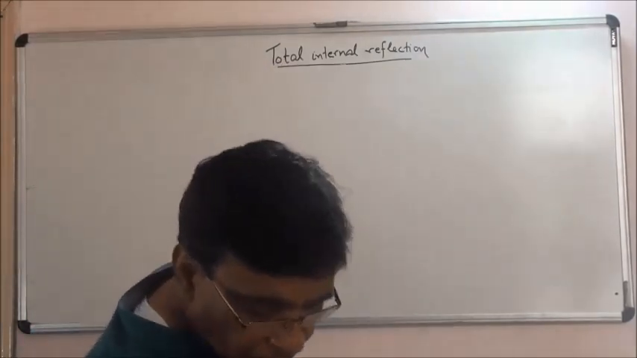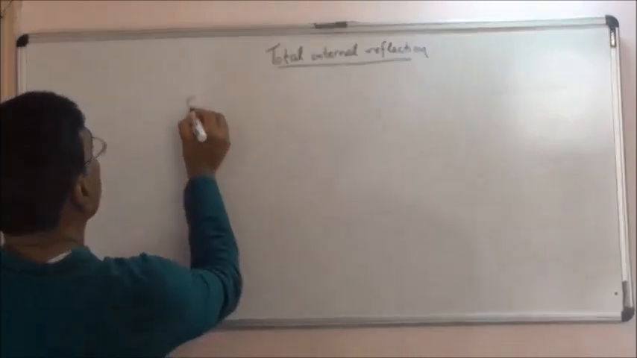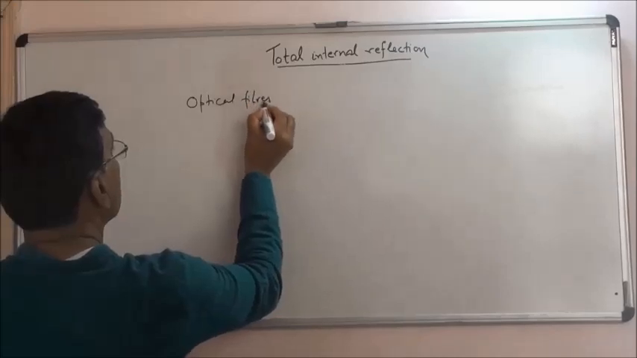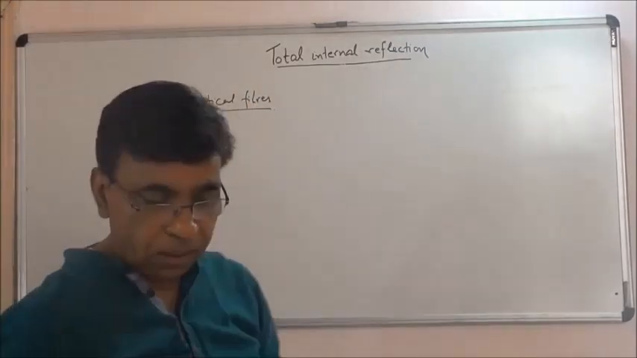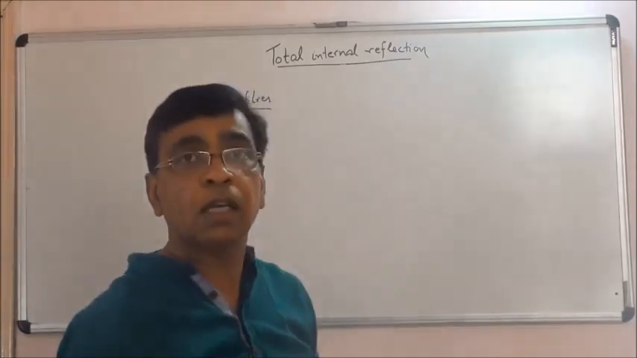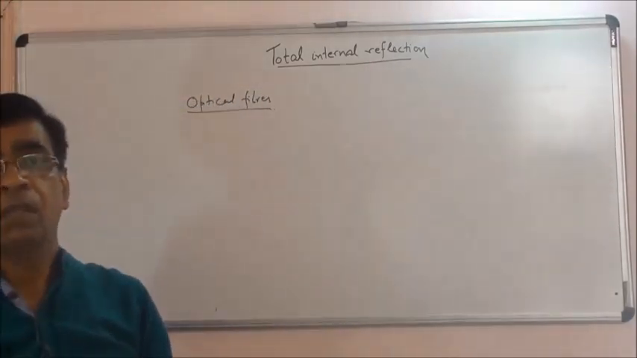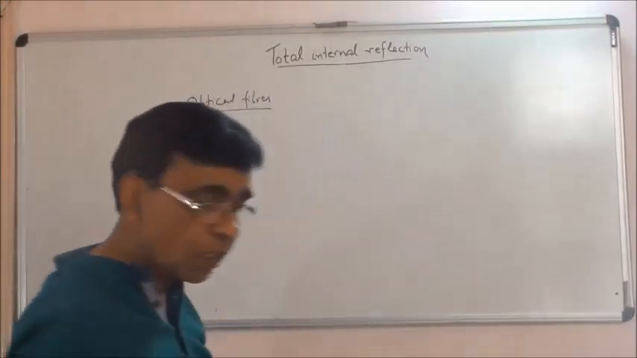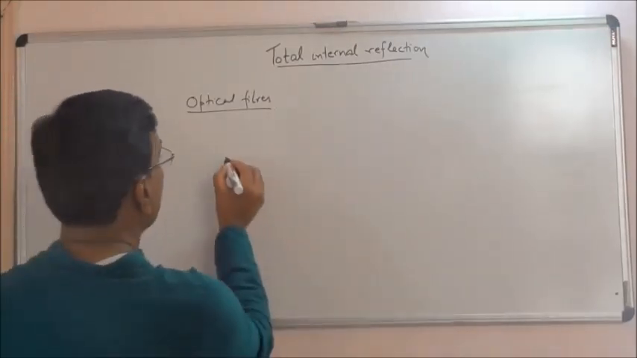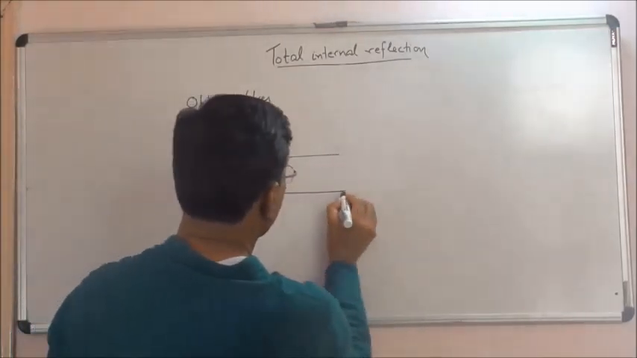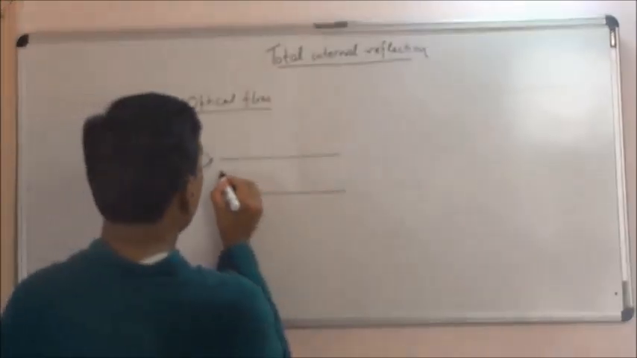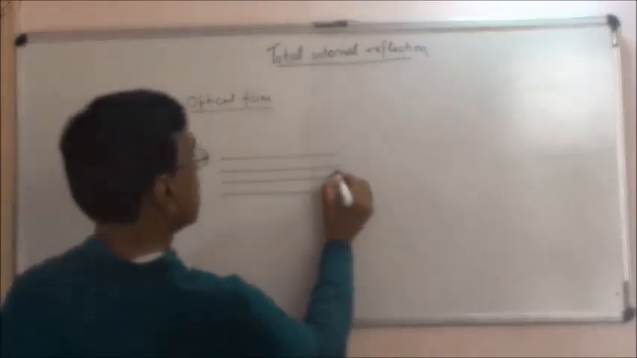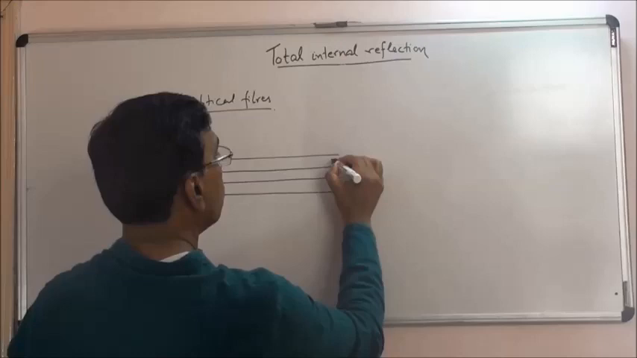This is working of optical fibers. Optical fibers are glass strands, very thin. The thickness is in micrometers, and they work on this principle of total internal reflection. I am telling you how it works. This is a glass strand. There are two parts of glass. The central part we call core.